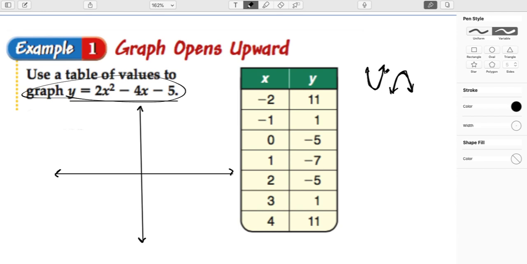What I want to look for is a turning point. I want to look for the values to either be going down, down, down, down, down, then they go up, or up, up, up, up, up, and then they go down. I'm going to do that here as I plot my graph, just making sure that things make sense.